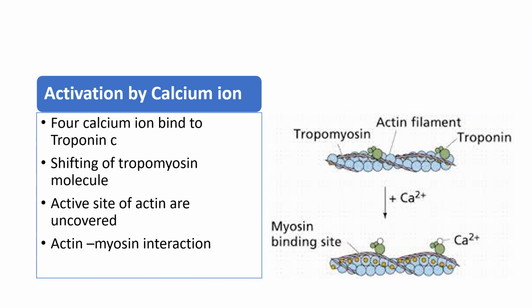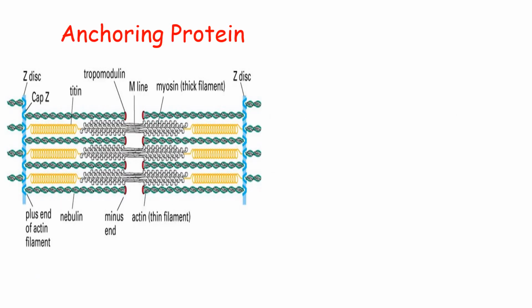So why and how they play a regulatory role is that normally in resting condition, troponin C is not bound to the calcium and tropomyosin is covering the sites of actin. So when calcium is available, this troponin undergoes a conformational change, resulting in a conformational change in tropomyosin molecule, as a result of which it will move away from the myosin binding sites. It will uncover those sites, as a result of which actin myosin interaction is possible.